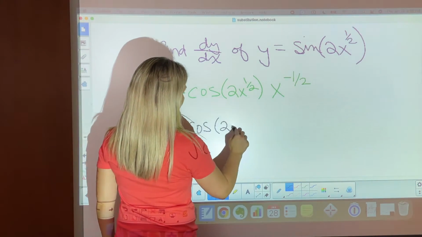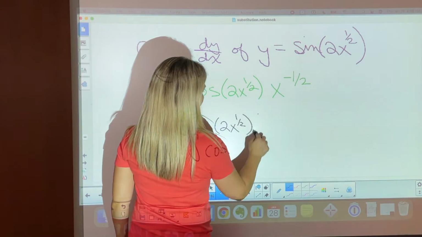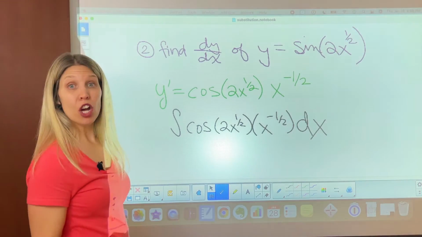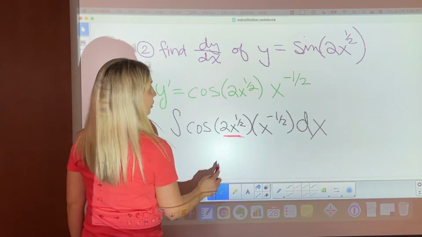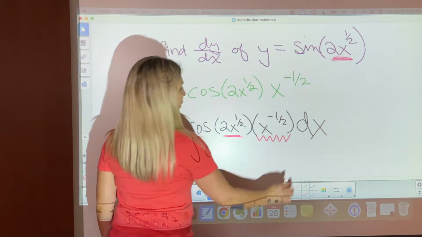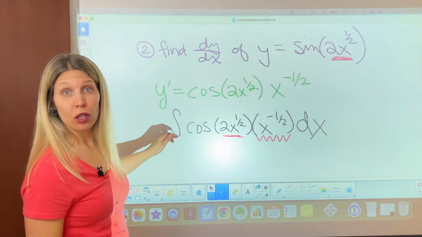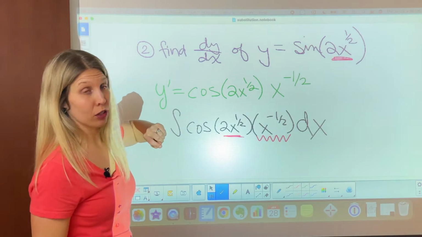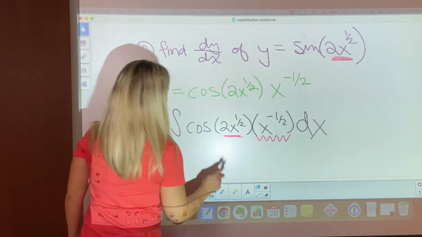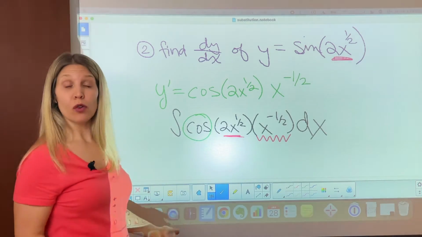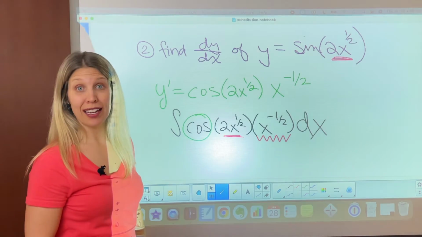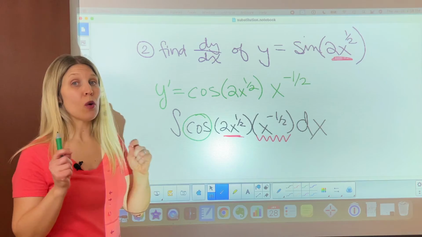Cosine of 2x to the 1/2 times x to the negative 1/2 dx. We know that our inside piece will stay the same. The derivative of our inside piece needs to be in our integral, but it will not be in our answer. And then all we do is integrate cosine. What did we take the derivative of to get cosine? Your answer is sine.